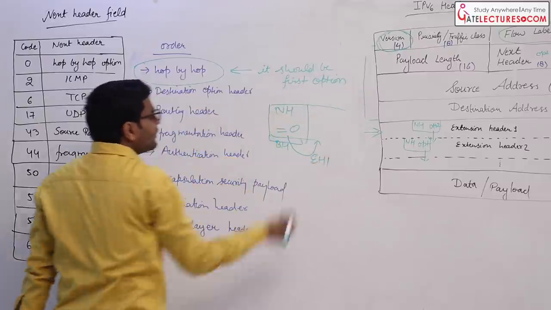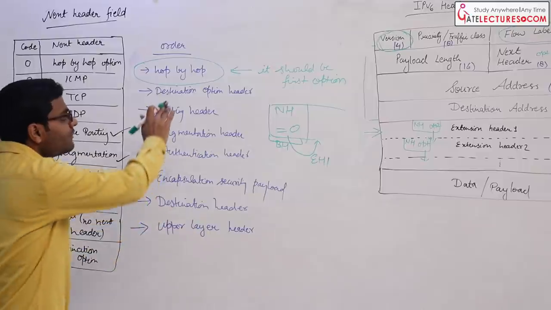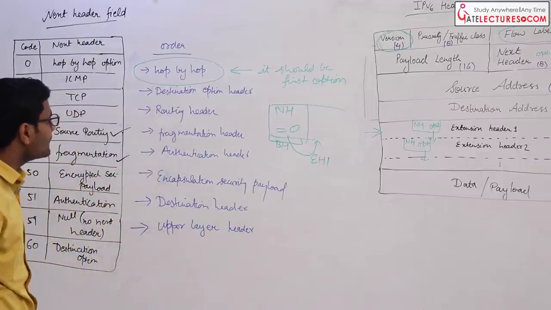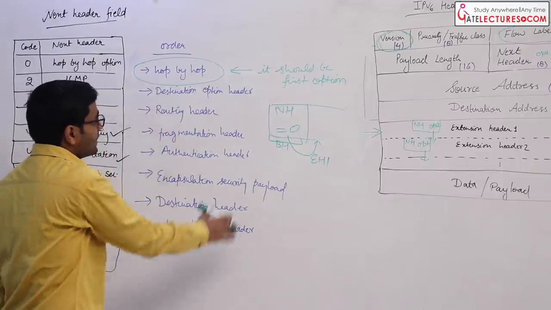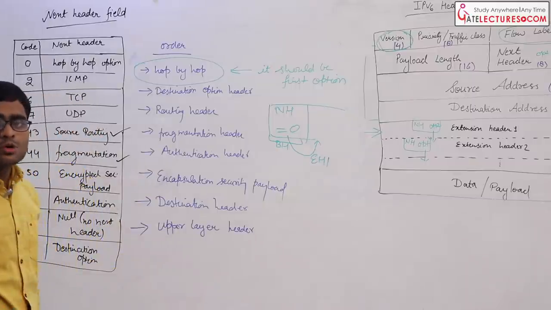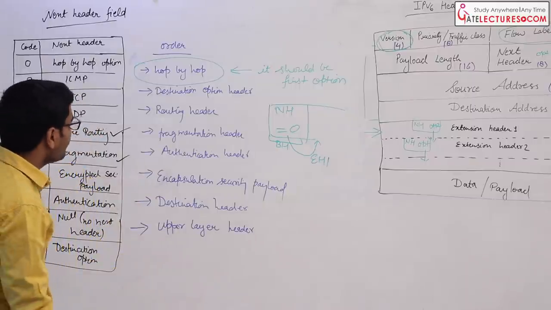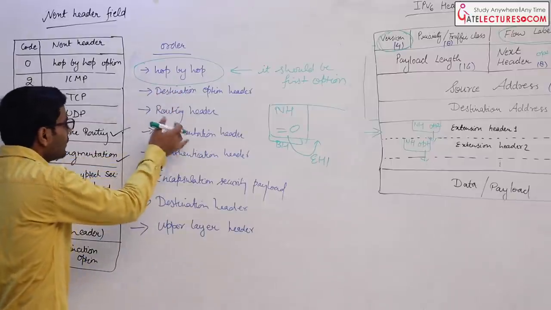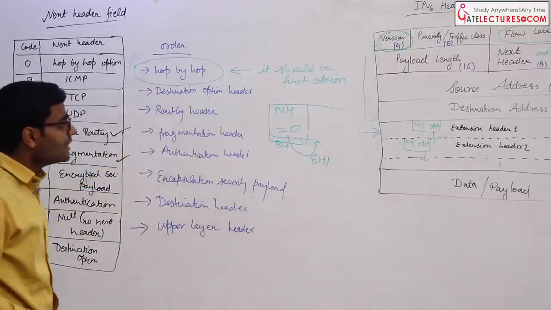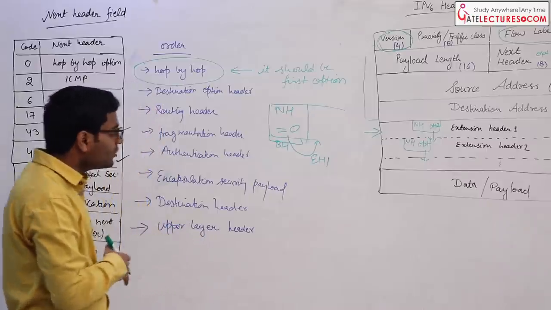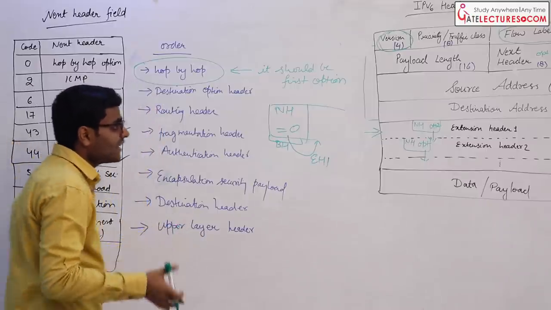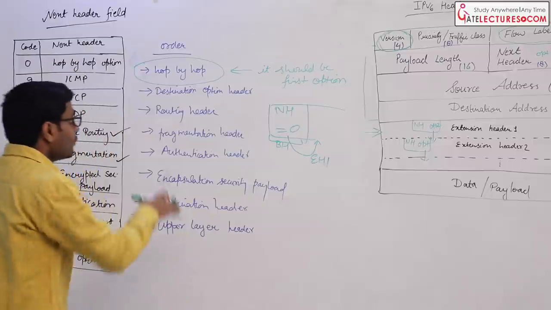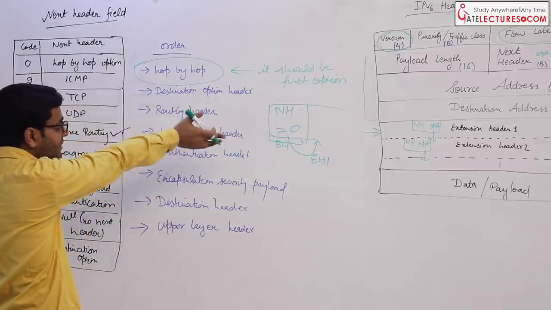If it is not there, then it's fine. If it is there, it has to be the first option. The second rule is that all these options should be present at most once. Fine. So if your IPv6 packet is providing hop by hop option, routing header and fragmentation and all these headers, then the corresponding extension header should be at most one. So for a hop by hop option, there should be at most one extension header.